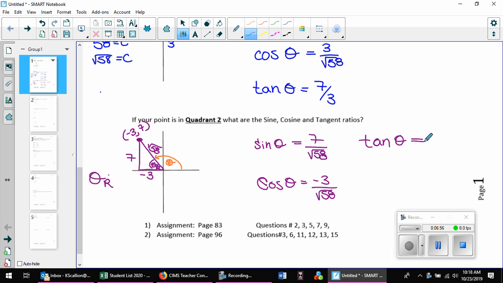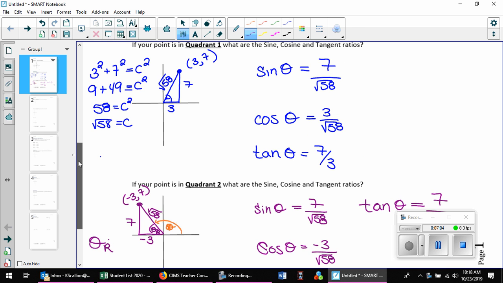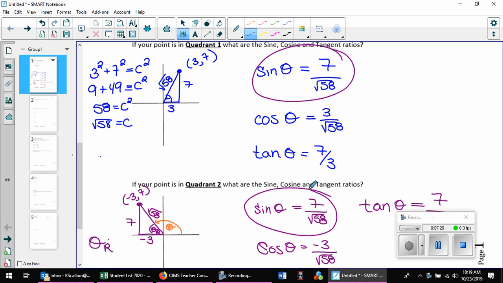My question to you guys is, what do you notice? X is the same. X is not the same. X wasn't the same. What did you notice between this one and this one? The sign's the same, right? Cos is similar, but what's different? Negative. So remember when I said in quadrant 2 your cos is going to be negative? I said those words.